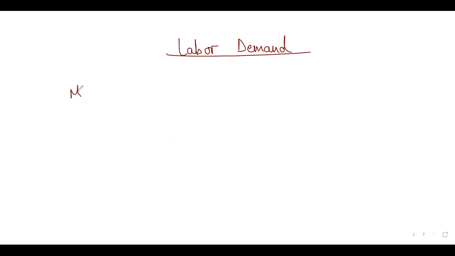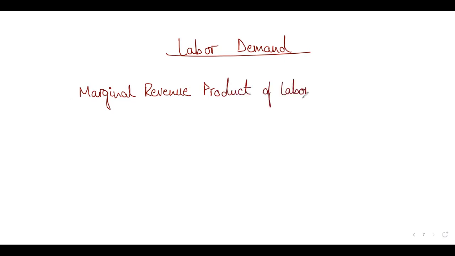So marginal revenue product of labor is the additional revenue that one more unit of labor generates for the company. The way we calculate this, I'll also write the definition for you to understand. Delta meaning change: it is the change in revenue due to change in labor. It simply means if you hire one more unit of labor, how much will be the increase in the company's revenue?